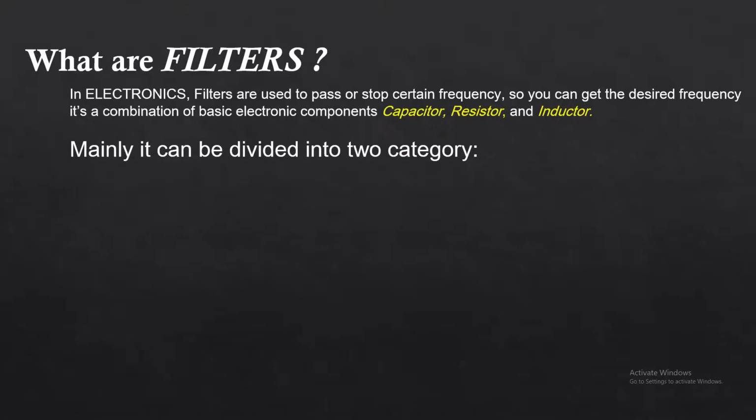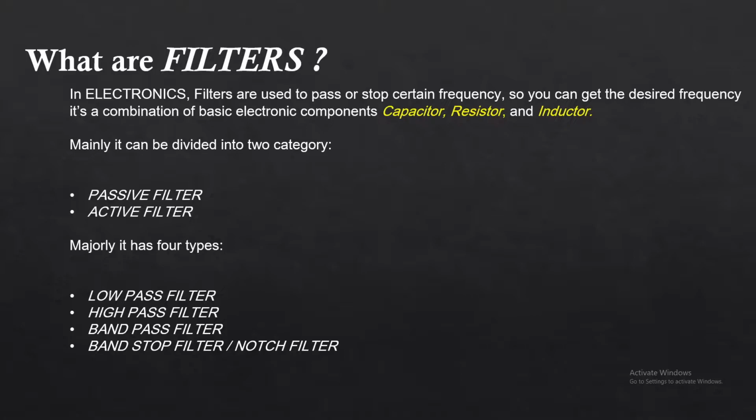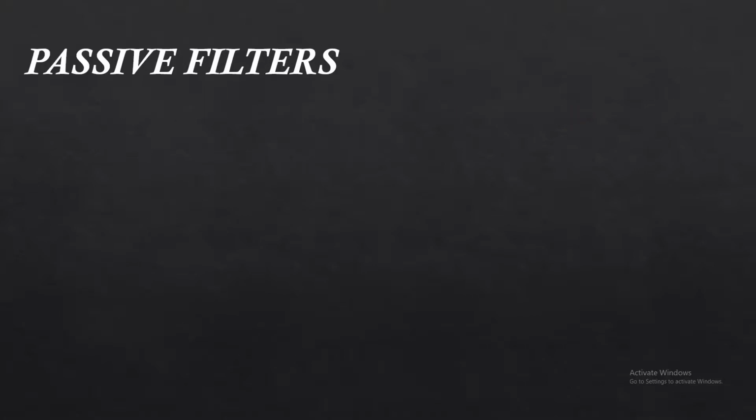So mainly it can be divided into two categories. A filter can be an active filter or a passive filter, and it has four major types: low pass filter, high pass filter, band pass filter, and band stop filter, which is also known as notch filter. Today we are going to talk about passive and active filters. So we are going to talk about the passive filter now.